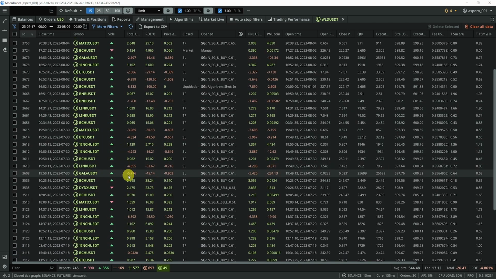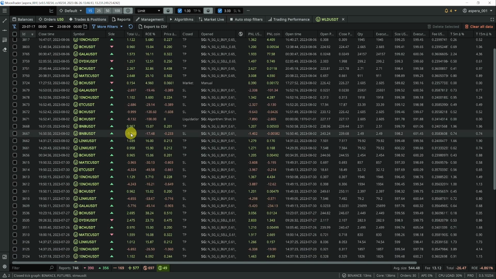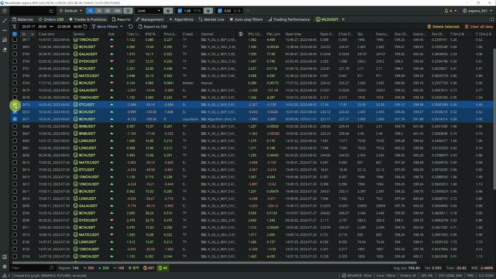We had a few losses here, got auto-stopped, relaunched, auto-stopped here again, and then this happened. I got liquidated on BCH, and straight after it, I got minus 9, and straight after it, I got minus 2, or almost minus 3. How could that happen? Well, I'll tell you.